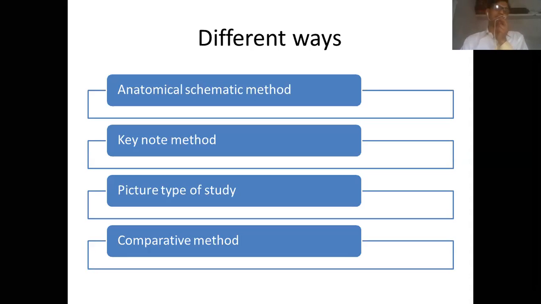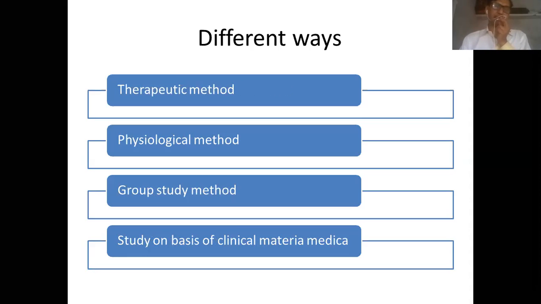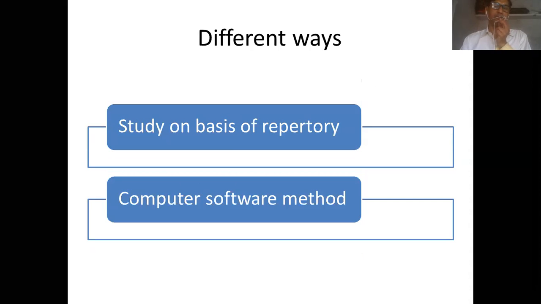Then the fifth is the therapeutic method, then the physiological method, group study method, study on the basis of clinical materia medica. So up to this point it becomes 8, and 2 more are there: study on the basis of repertory, and the computer software method of study of homeopathic materia medica.